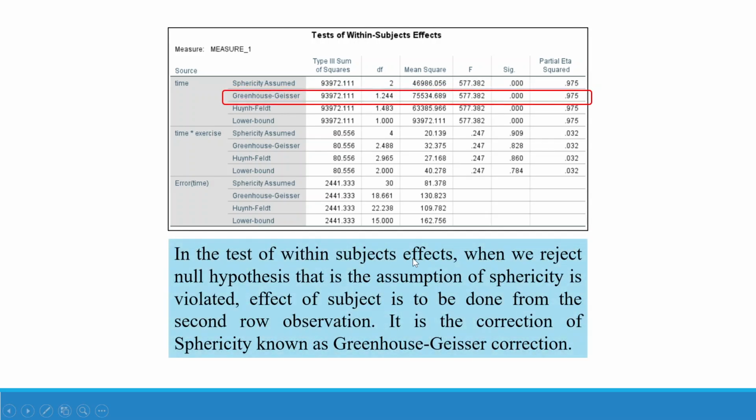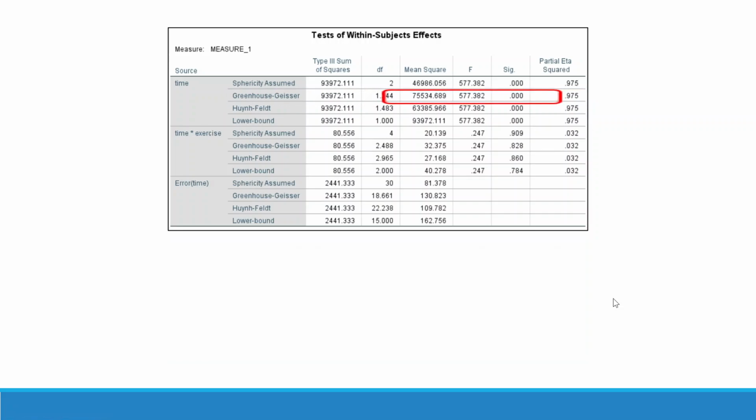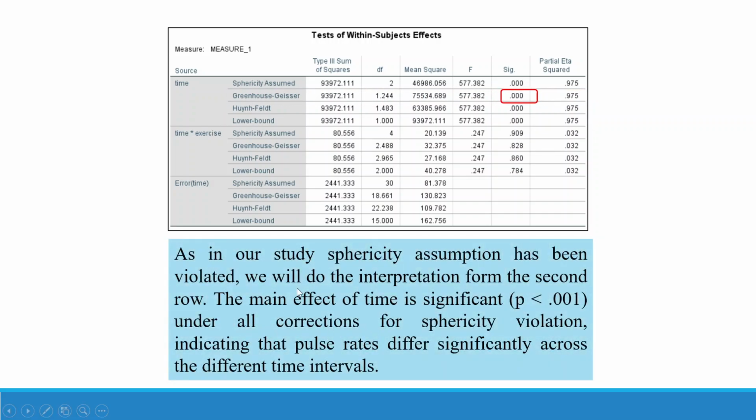In the test of within subject effects, when we reject the null hypothesis of the Mauchly's test, that is the assumption of sphericity is violated, the effect of subject is to be done from the second row observation, this one. It is a correction of sphericity known as Greenhouse-Geisser correction. As in our study, sphericity assumption has been violated, we do the interpretation from the second row. So just try to recall the Mauchly's slide. Our null hypothesis was rejected. We did not get the sphericity.